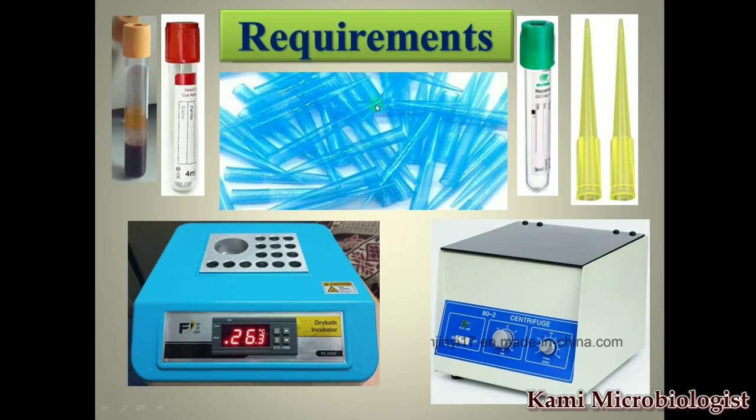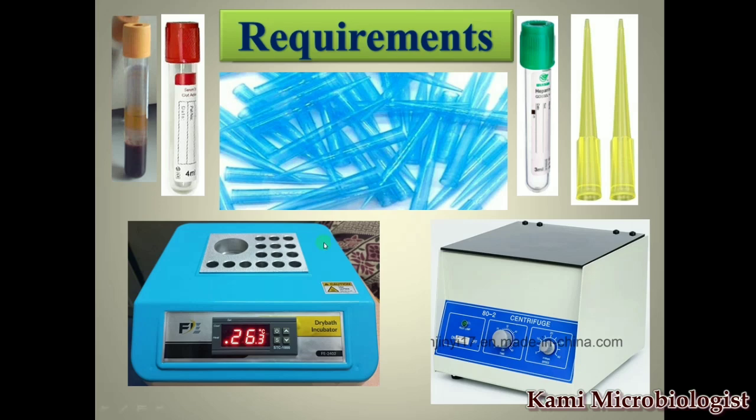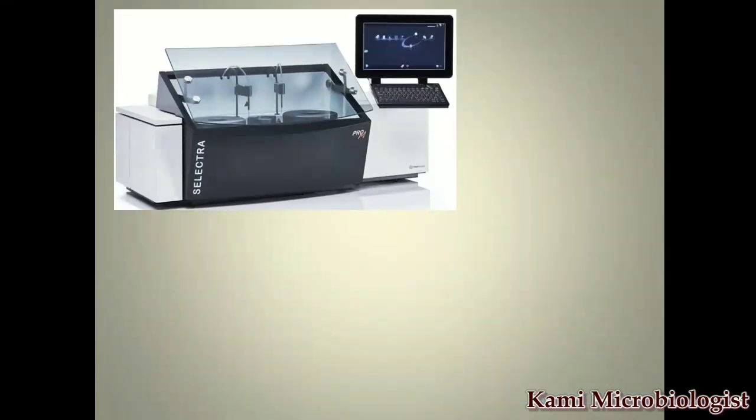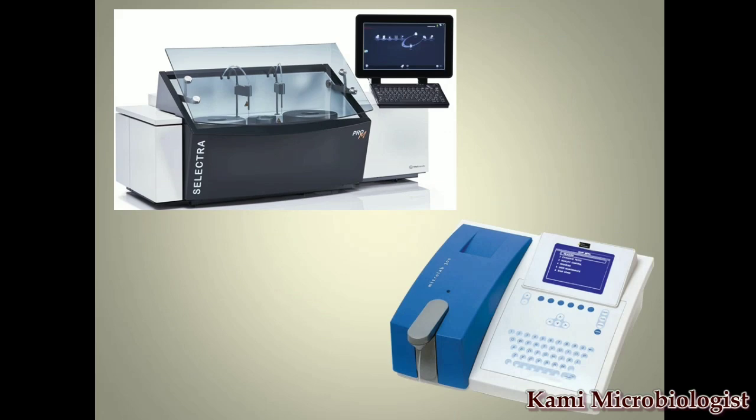This is the blue tip through which we can take the reagents, and this is the yellow tip through which we can take the serum or plasma and mix it. We also need a calcium tube, I forgot to mention it here. This is the dry incubator. The dry incubator is important because it provides incubation at 37 degrees Celsius. A centrifuge is important because it can centrifuge the blood to separate the serum and plasma. We need an advanced machine like Selectra, or a semi-automated machine like a chemistry analyzer, for example the MicroLab 300 machine.